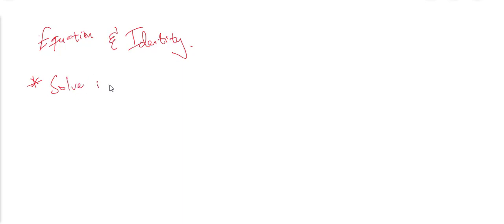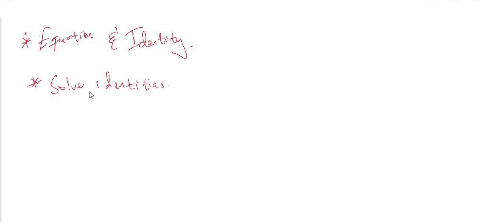So the objectives for today: by the end of the lesson, you should be able to tell the difference between an equation and an identity. Also, you should be able to solve identities. So the first instance, you are going to tell the difference between an equation and an identity, and the next one you'll be able to solve for constants and identities.